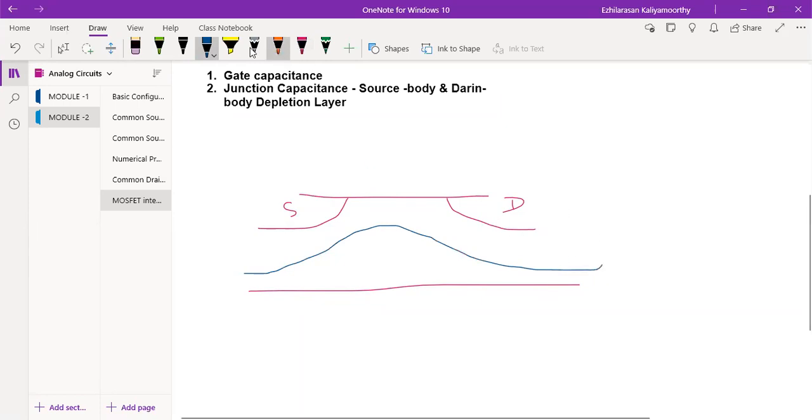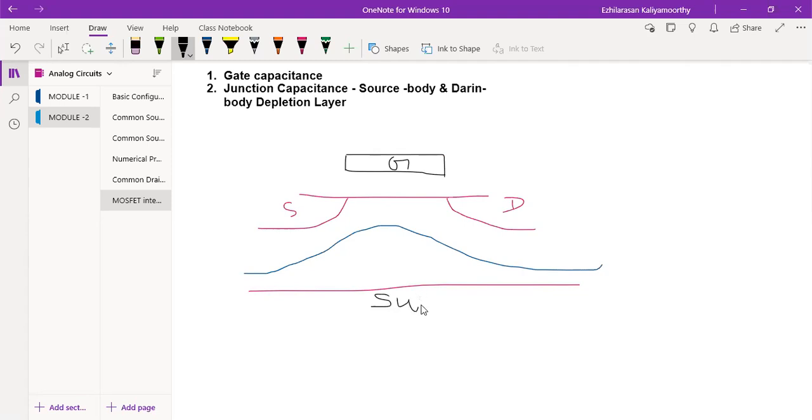Next, let me take the gate. So this will be the gate, just as an example. Then the bottom portion is nothing but the substrate, because as you know, MOSFET has four terminals. Now we need to know where all the capacitances are. So let us draw some capacitances.